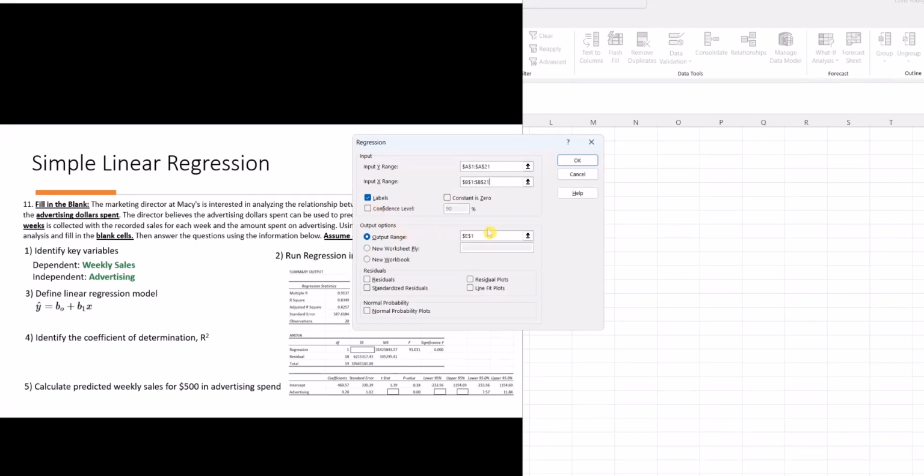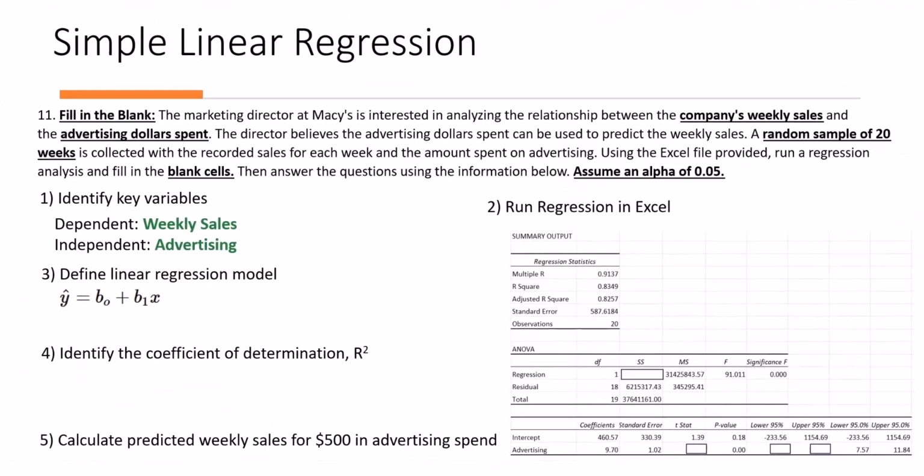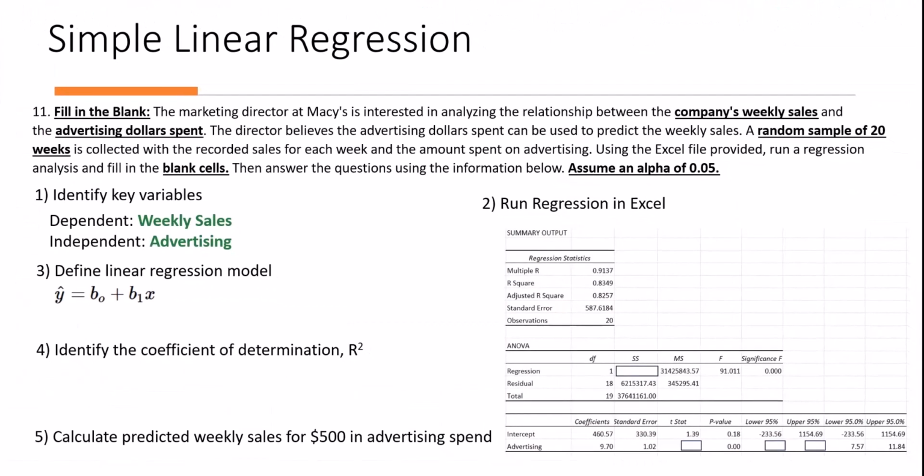And for the output range, I'm going to go ahead and just put it on E1, and I'm just going to click OK. So let's go back to my slides. Once you get your output in Excel, you need to fill in the blanks. I've simulated that here on PowerPoint.